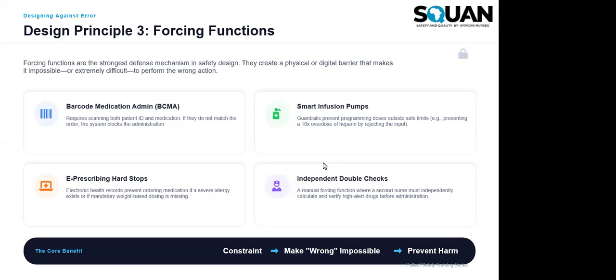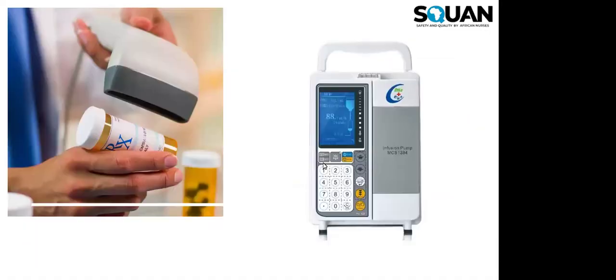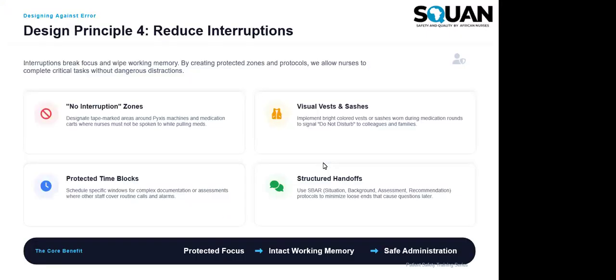So when there are constraints like this, it makes doing the wrong thing impossible, right? And therefore it prevents harm to the patient. So this is just an example of a barcode scanner and a smart insulin infusion pump that we can use.